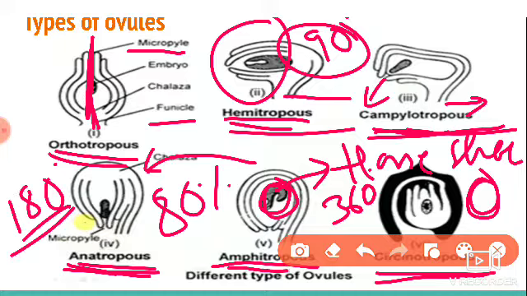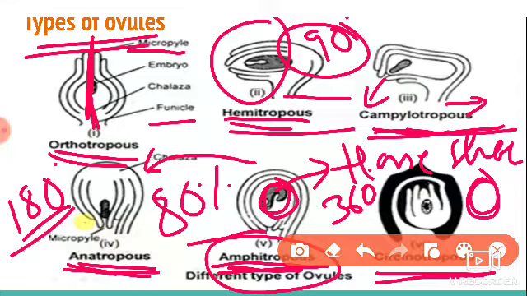Please remember amphitropous, it is important, because they ask the question many times: what type of ovule has a horseshoe-shaped embryo sac? The answer is amphitropous. Please remember this about the types of ovules.